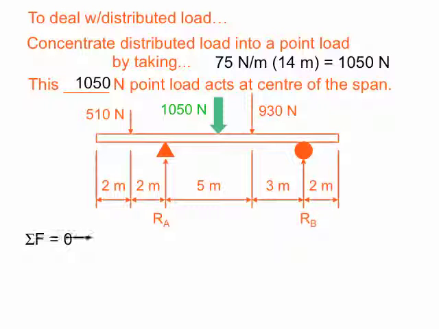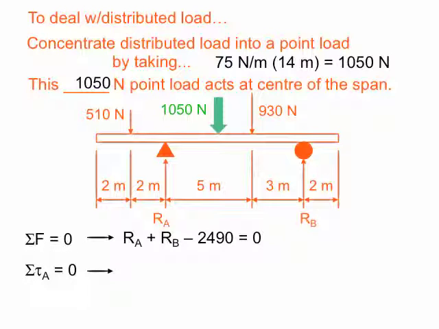Okay, so sum of forces is 0. We know all the forces that are pressing downward on the beam total 2490. We know that the two supports support that, so they'll also add up to 2490. Everything is going to equal 0.